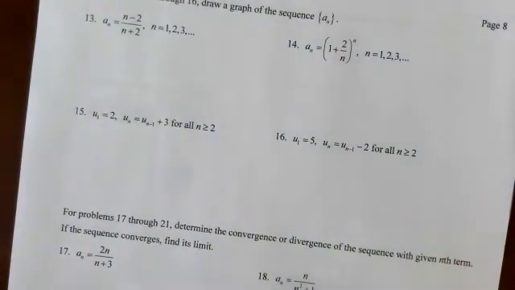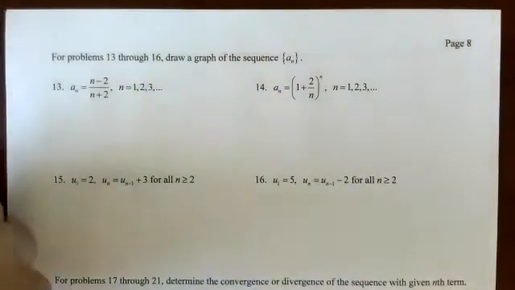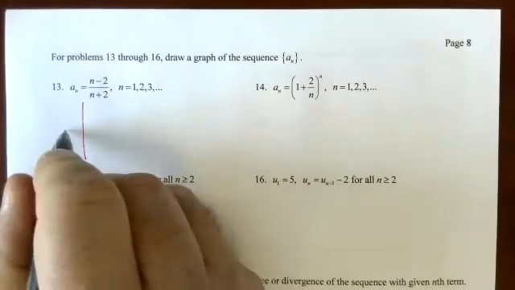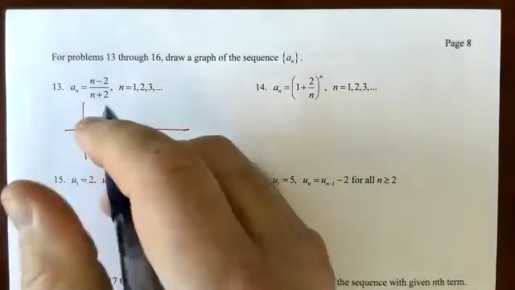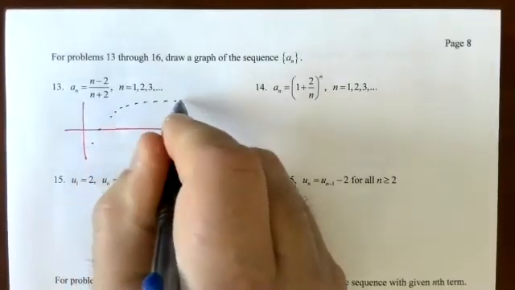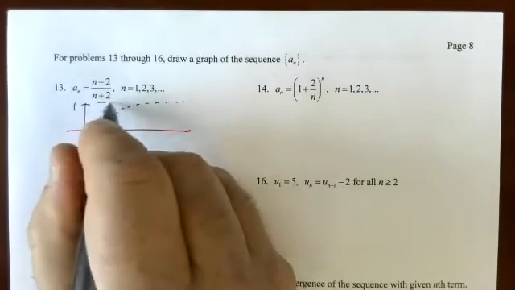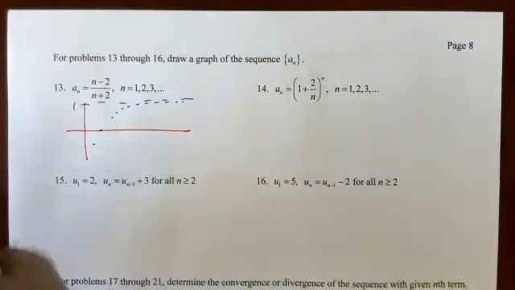A lot of work. My hands are cramping up, but hey, I'm here for you, students. So, draw a graph of the sequence. I'm doing quick and dirty. Point, point, point, point, point, point, point, point, point, point. Obviously getting closer and closer to 1. So if you ask me for convergence, this converges to 1.